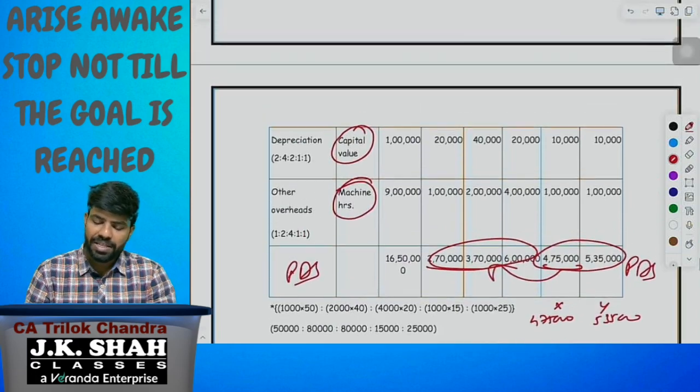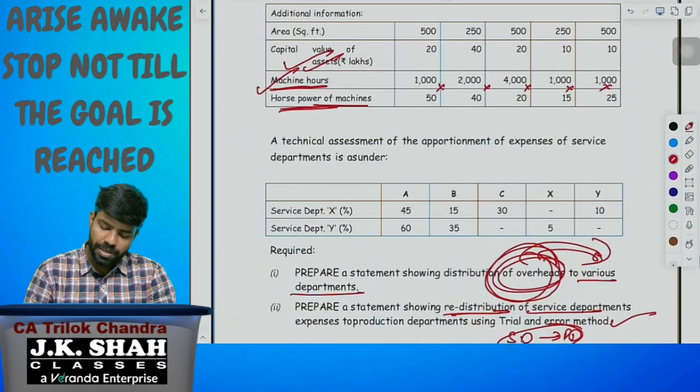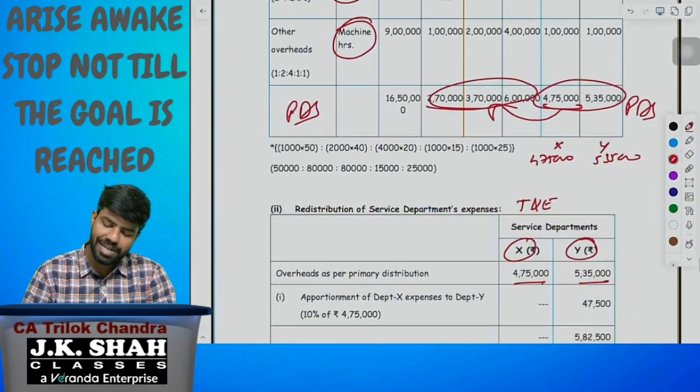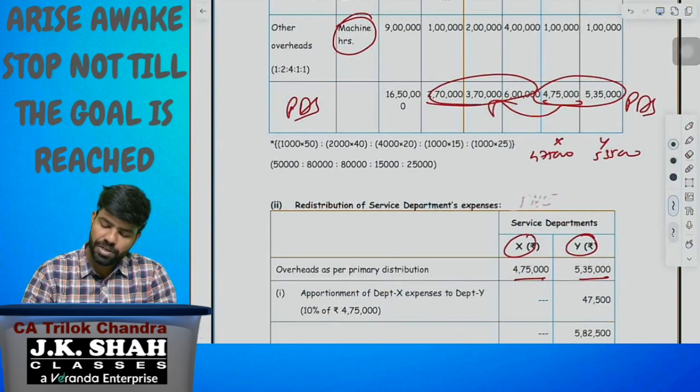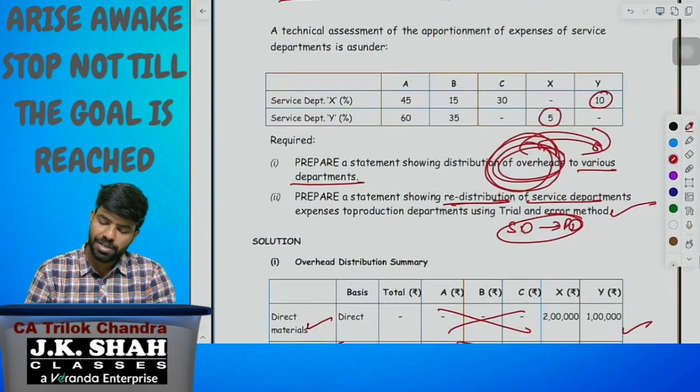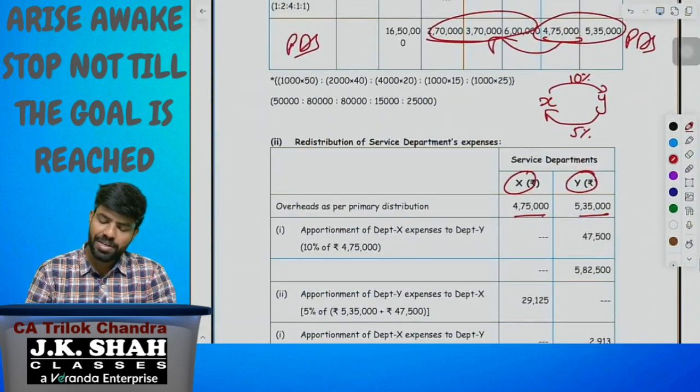Now they have given the percentages in the question. X is providing service 10% to the Y. Y is providing service 5% to the X. So as I told you, always write like this to avoid confusion. Write the chart. Here X, Y. X is giving service of 10%, Y is giving service of 5%. That is what they stated here. Yes. X is giving 10%, Y is giving 5%. Now, first apportion department X.